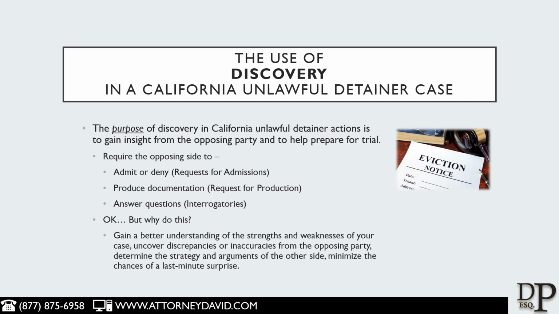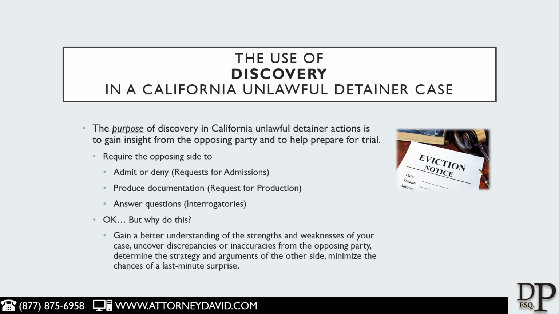Discovery requires the opposing side, whether it's the landlord or the tenant, to do certain things that you're asking them. For example, with what is known as a request for admission, you can request that the other side admit or deny certain facts. For example, if your unlawful detainer is based on non-payment of rent, and you as the landlord are saying that the tenant owes you money, you can ask the tenant to admit or deny that they owe you X amount of dollars. That's a sample request for admission, and that is one form of discovery in California.